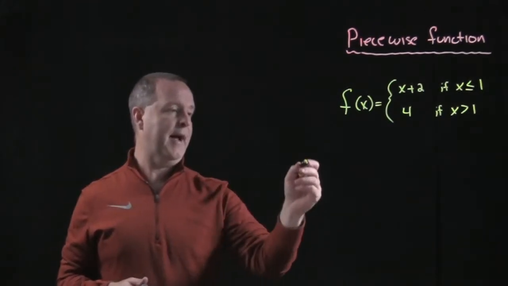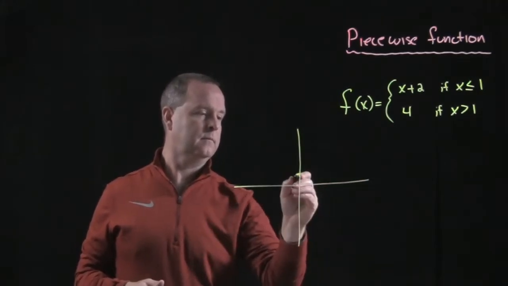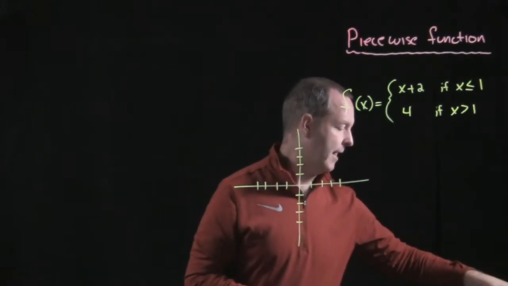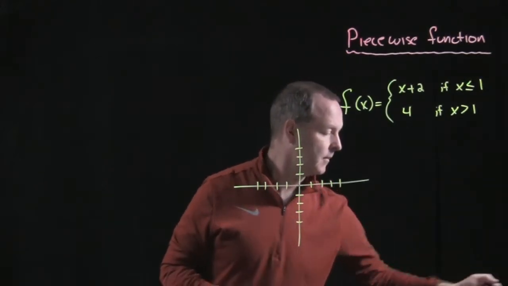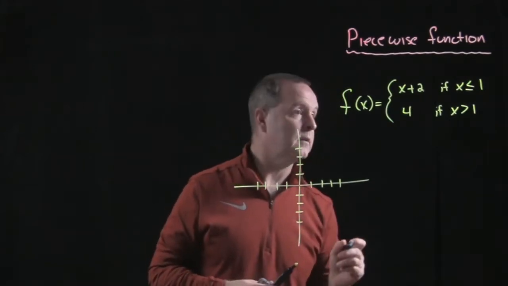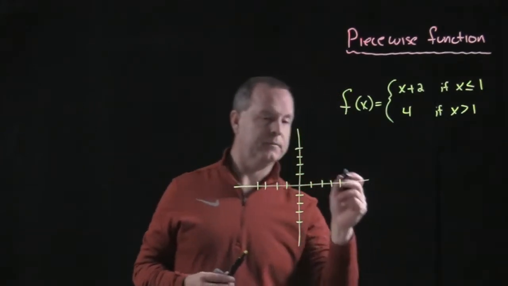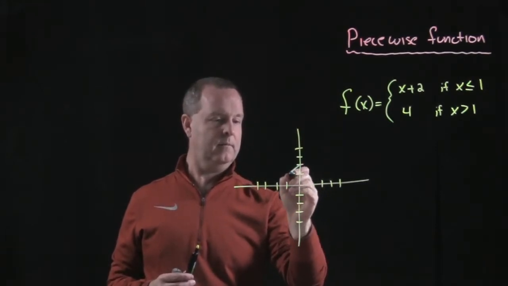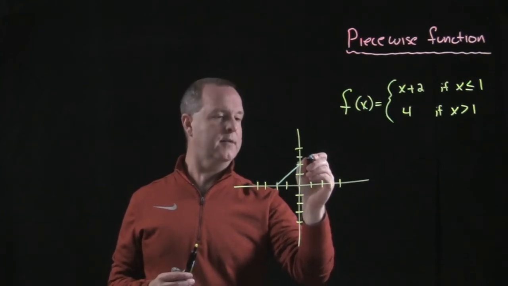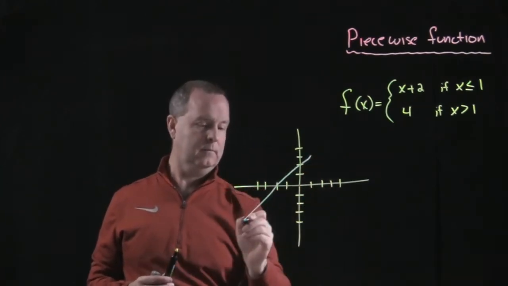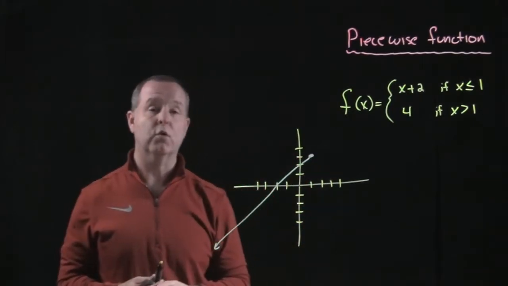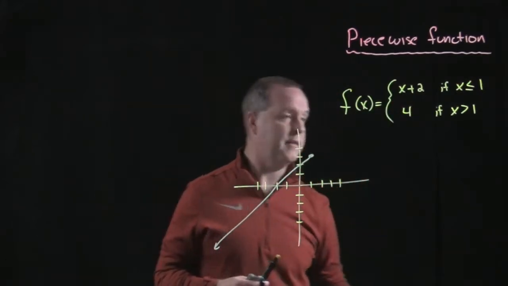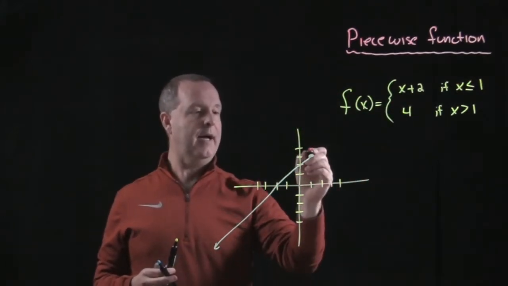So if I were wanting to graph that, I would want to graph for all values less than 2. I know it crosses here and here and less than 1. Sorry, so that's my starting point right here. So there's a graphical representation of x plus 2 for all values less than 1. And then for all values greater than 1, I have a 4.